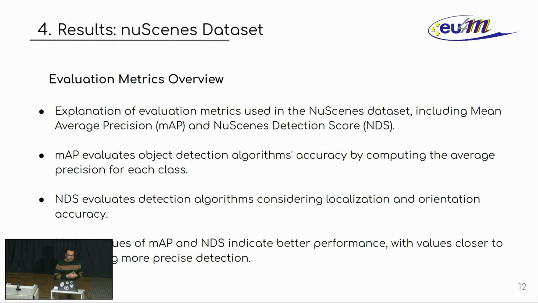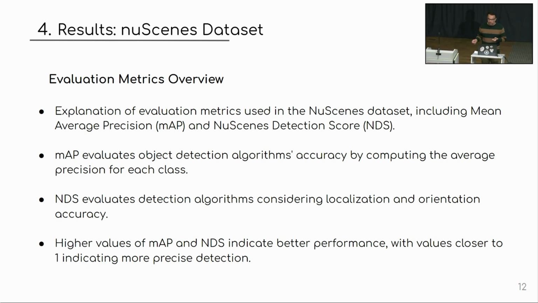But first, let's explain the evaluation metrics. The main parameters are the mean average precision and the NuScenes detection score. The mean average precision evaluates the detection algorithm's accuracy by computing the average precision of every class of object. The detection score evaluates the detection algorithm considering the localization and the orientation accuracy. For both of them, higher values indicate the better the algorithm runs.